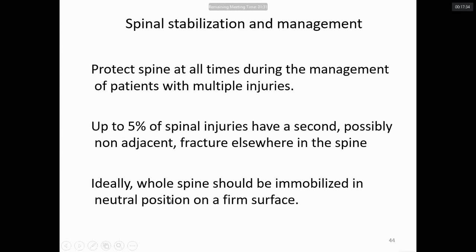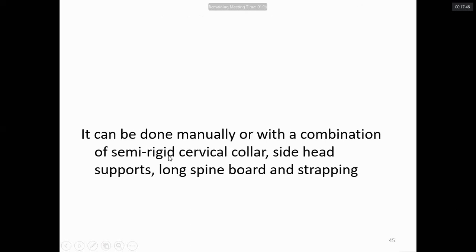So ideally, the whole spine should be immobilized in the neutral position on a firm surface. That's why while transporting the patient, you should use a spinal board. For cervical spine injury, you have to use a Philadelphia or semi-hard cervical collar, not the soft collar. The soft collar is used for muscle spasm and mechanical neck pain. But if there is a fracture, you have to go for a Philadelphia collar or semi-rigid collar.